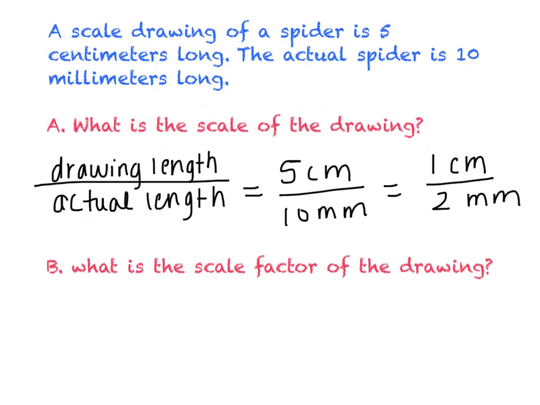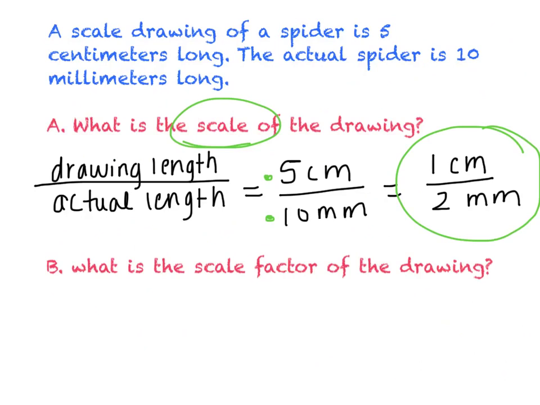So let's look at an example. A scale drawing of a spider is 5 centimeters long. The actual spider is 10 millimeters long. What is the scale of the drawing? So notice the first question says scale only, not scale factor. So it can have units and it can have different units. So all we're doing is writing the scale, which is the drawing length and the actual length. So the drawing length is 5 centimeters. The actual length is 10 millimeters long. We can reduce that to get 1 centimeter to 2 millimeters. So that is our scale.